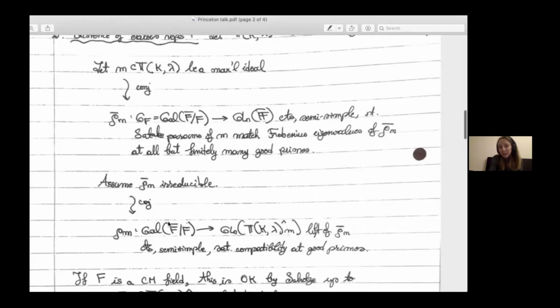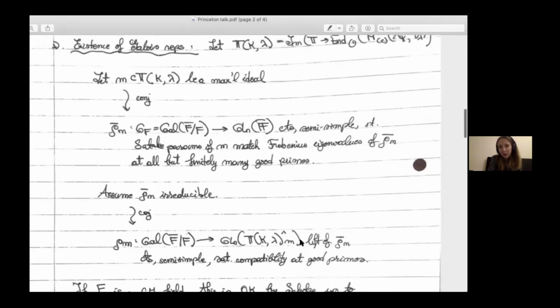So you expect that there is a global Galois representation valued in GL_N of the completion of the Hecke algebra at M, which lifts the residual one, which is continuous. In fact, it's going to be irreducible. And it also satisfies some version of this compatibility at all but finitely many good primes, where you can really specify the characteristic polynomial of Frobenius in terms of Hecke operators and some generalization of the Eichler-Shimura relation.